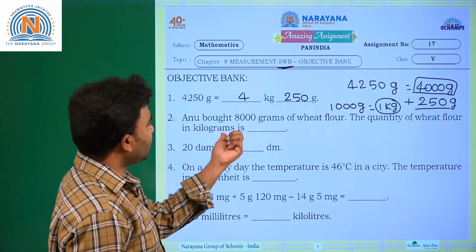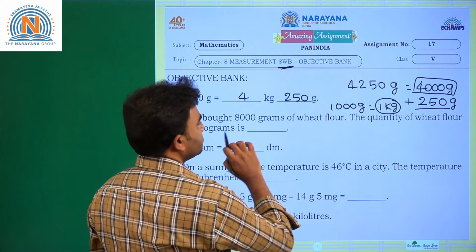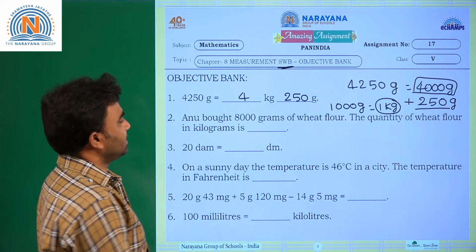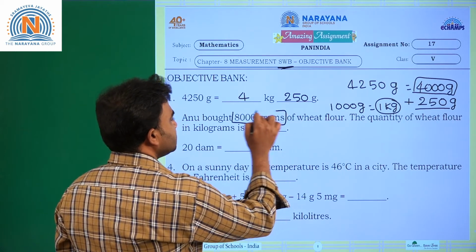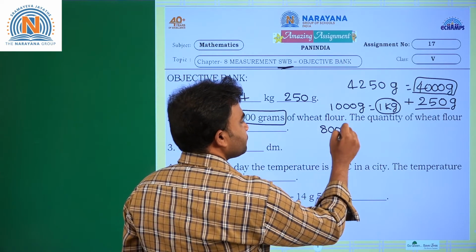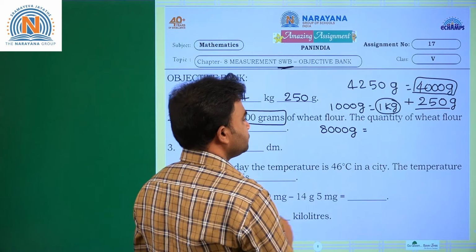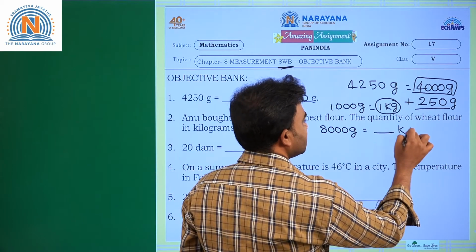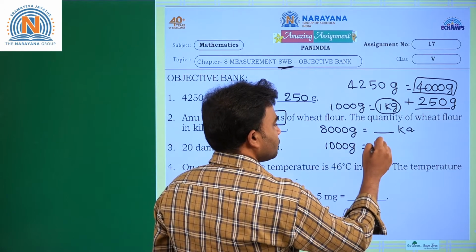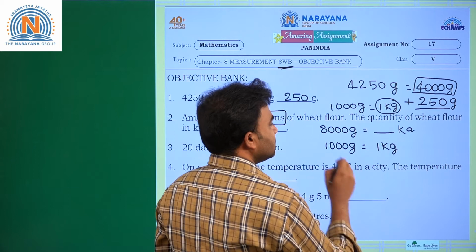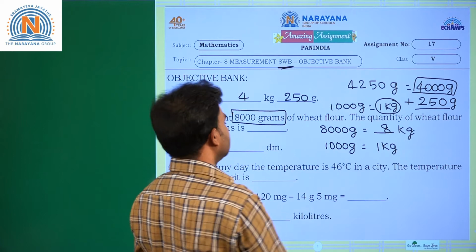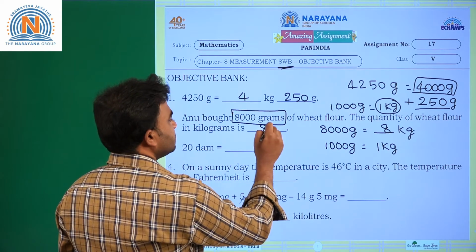Next one, Anu bought 8000 grams of wheat flour. The quantity of wheat flour in kilograms is, we know that, see the weight is given in grams, 8000 grams is equal to dash kilograms. That is the problem. We know that 1000 grams is equal to 1 kg. Then 8000 grams is equal to 8 kilograms. So the answer is 8 kg.